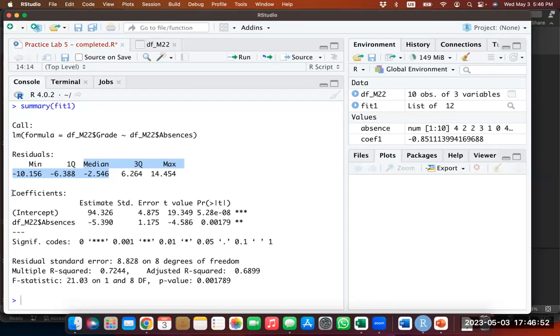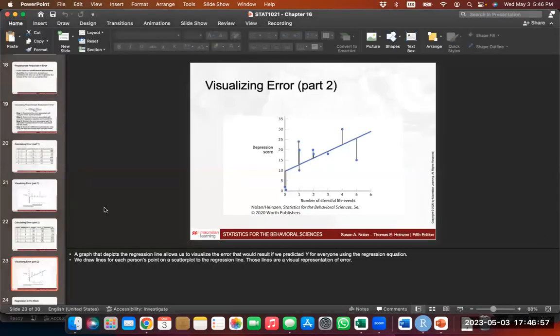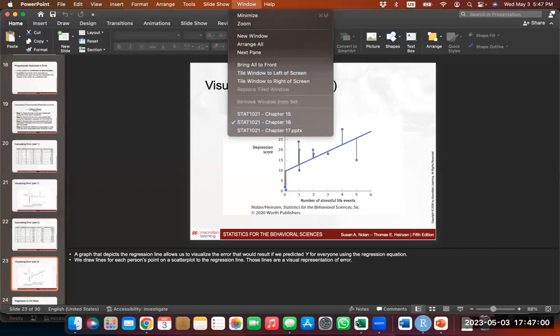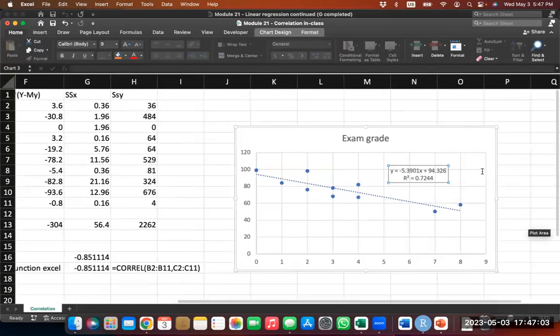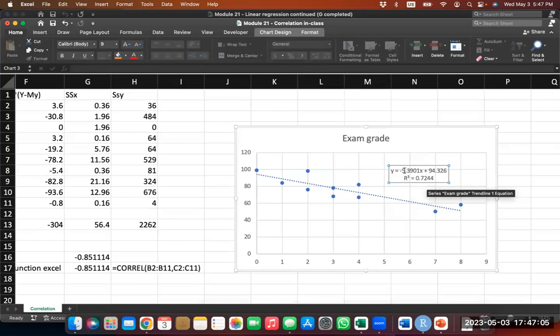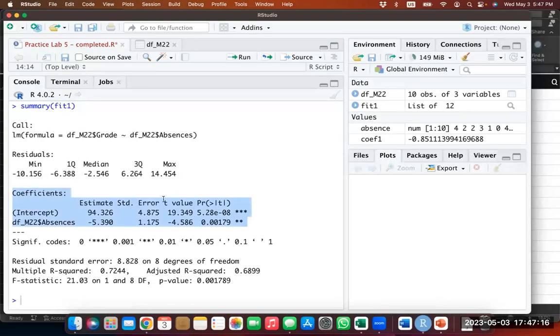Secondly, we're seeing the coefficients, and the coefficients are nothing else but our regression coefficients. In our exam grade example, we have minus 5.4 as a slope, and 94.3 as our intercept. So these regression coefficients are depicted here: we have 94.3 as our intercept, and then we have the absences variable here as our slope, which is minus 5.4.